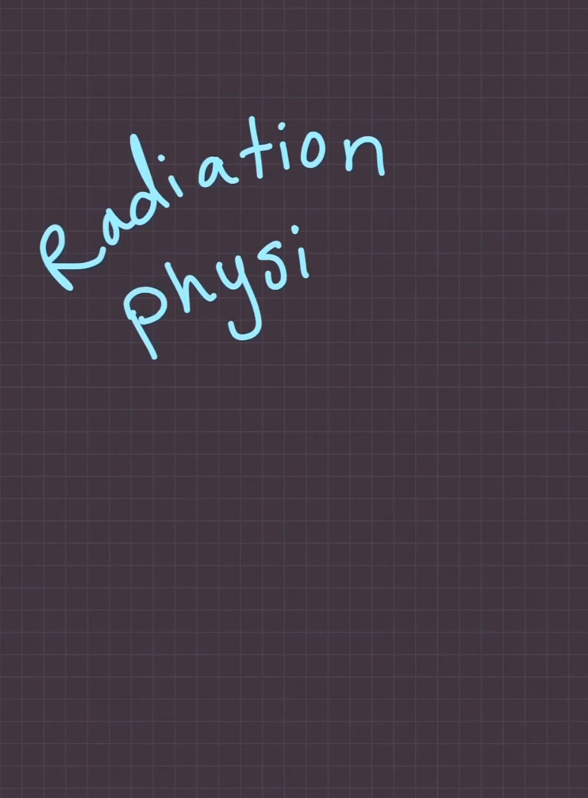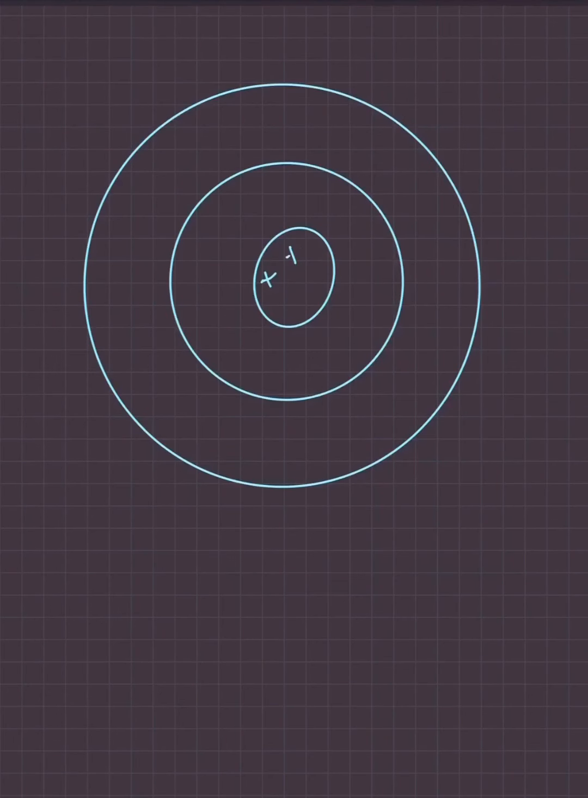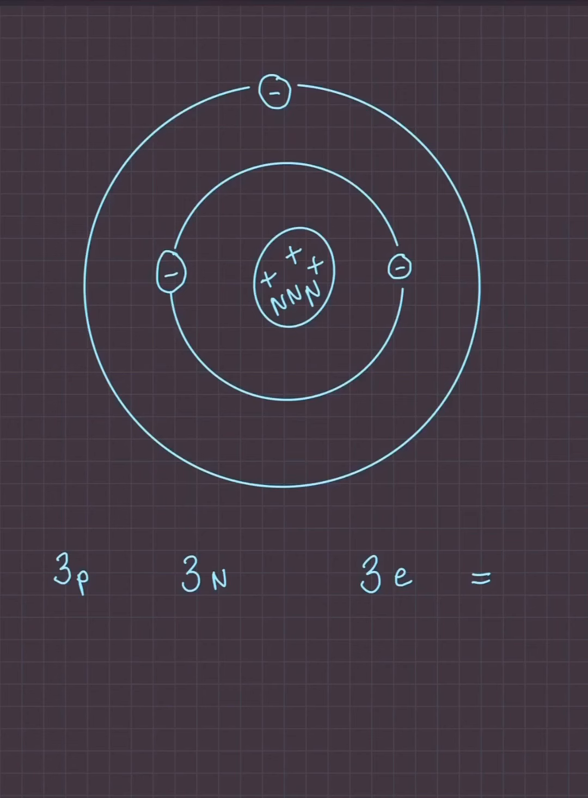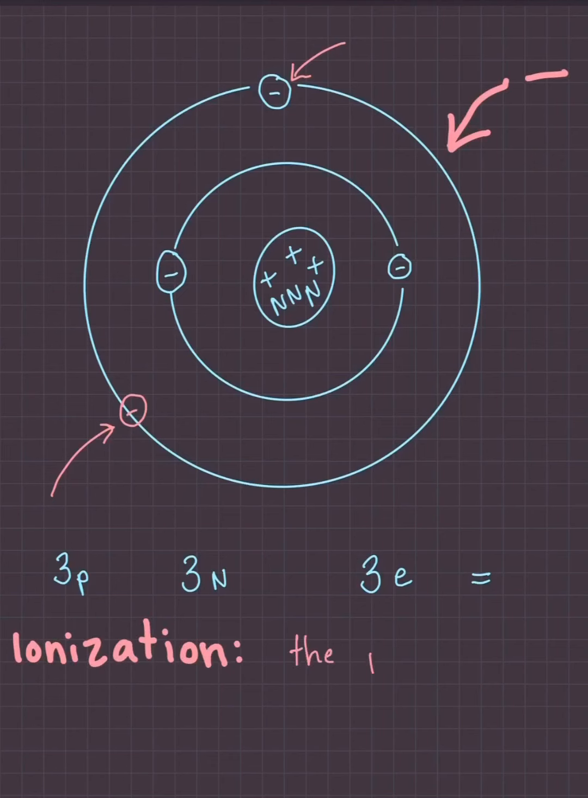Today we're going to talk about radiation physics. As you can recall from previous science courses, an atom consists of a central nucleus composed of protons, neutrons, and orbiting electrons. When an unequal number of protons and electrons exist, the atom is unbalanced and it is called an ion. So, what is ionization? It's a process of converting atoms into ions. This is when an electron is removed from the atom and an ion pair results.